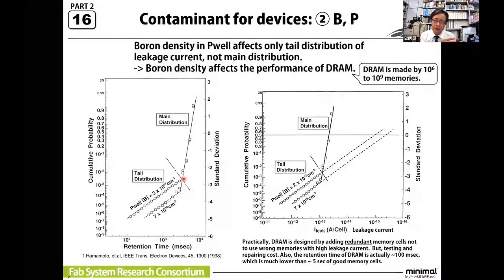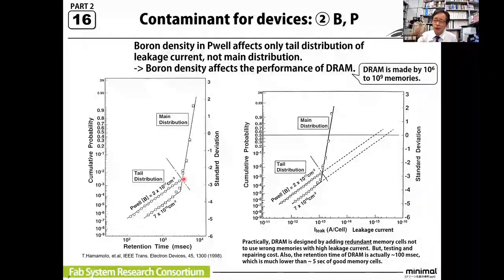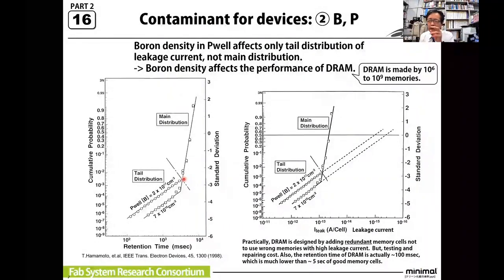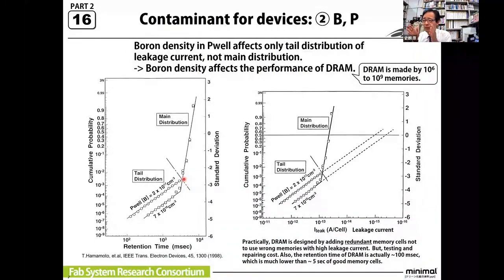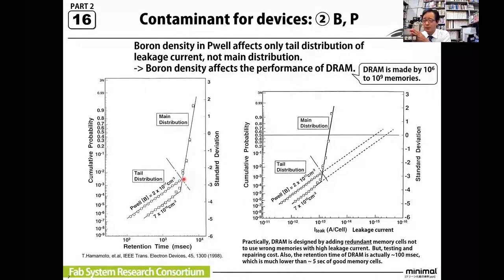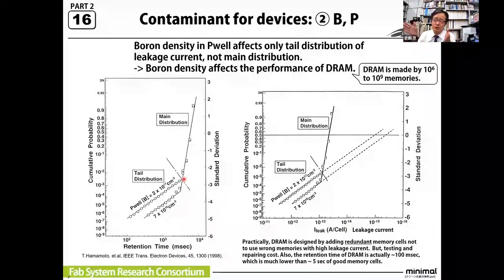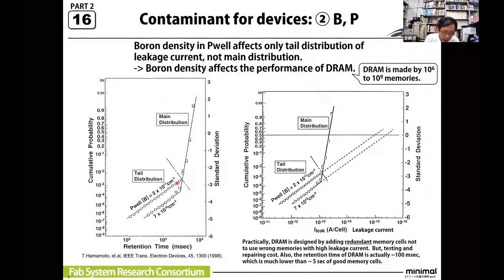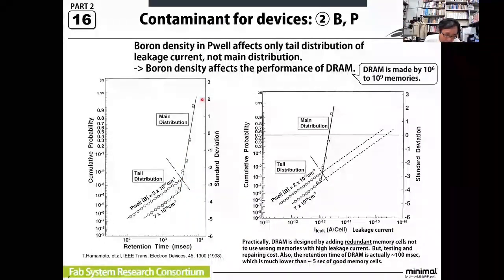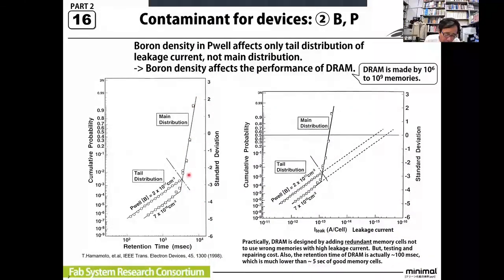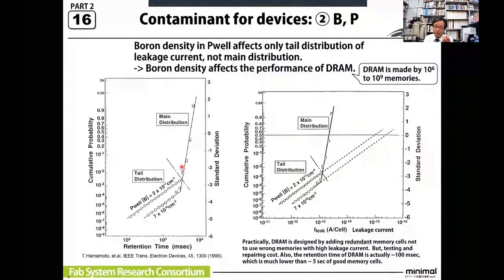But in a computer, the refreshing period is 1 millisecond or so. This is because there are very few bad cells in a huge DRAM, and we have to obey the very worst DRAM. So the retention time is decreased. So please look at this one. For main cells, the main distribution is like this. It takes over 1 second of retention time.